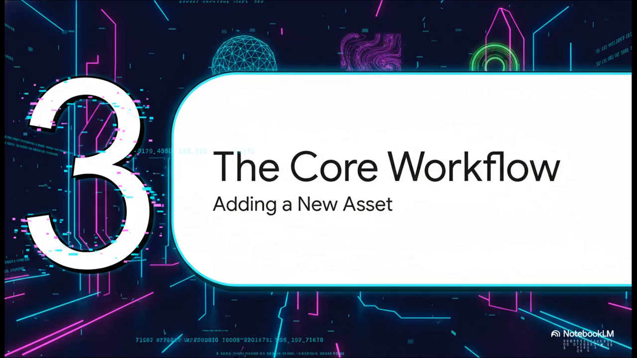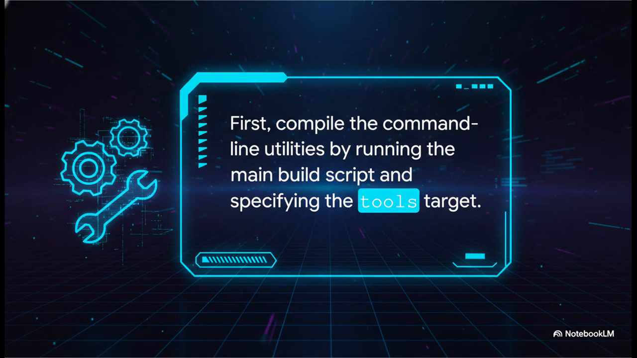Okay, enough theory. Let's get our hands dirty and see how this all works in the real world. We're going to walk through the exact steps for adding a brand new model, its texture, and a sound effect into the project. First things first, you can't use the tools if they don't exist yet. So step 1 is always to build them. We just run our main build script, tell it which preset we want, like Linux debug, and specify the tools target. This is way faster than building the whole game.